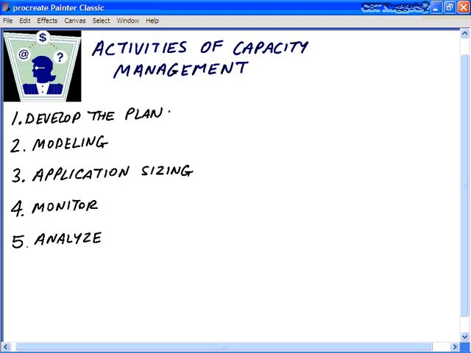Next, we're going to look at the activities of capacity management. And there's 9 actual activities here. We're only seeing 5 on this screen, but there's 4 more on the screen to follow this one.